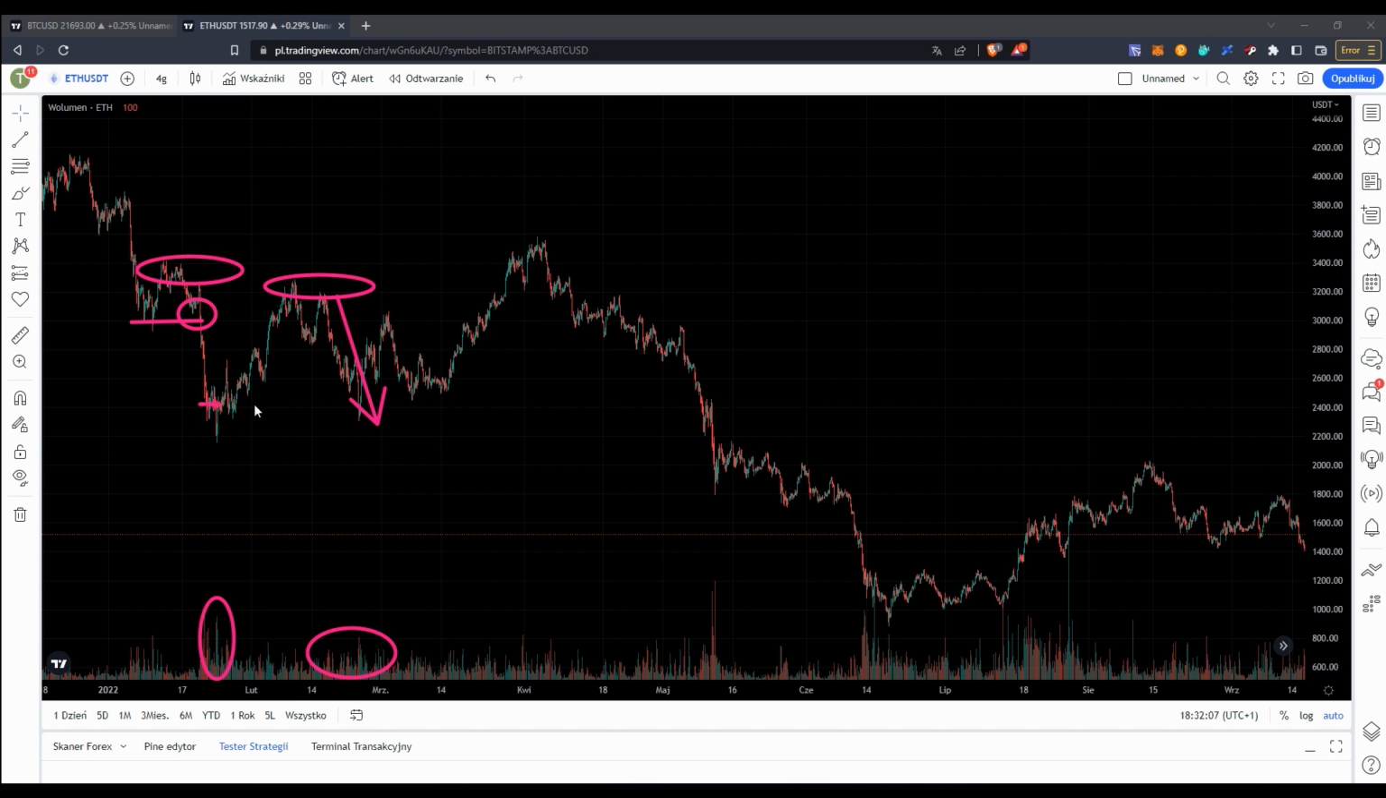A very similar situation was here, okay? With the increase in volume, we broke through the support. So that's how things work. So again, trying to summarize, volume alone might not be enough, but it's a very, very important tool when you are looking for confirmation if the support or resistance is about to hold, or if you are looking for confirmation of a valid break to the upside or to the downside.